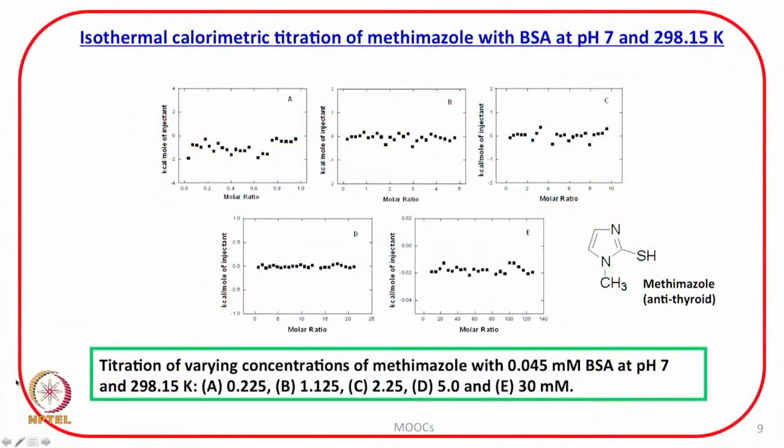Answer is yes. Delta G naught can be negative as long as the delta H naught and delta S naught together impart a negative value to delta G naught. If delta H naught is 0, that means delta S naught should be sufficiently positive to make delta G naught negative. This can also rarely happen. Nevertheless, let us take a look at this figure. This suggests that the methimazole does not bind to serum albumin, whatever concentration of methimazole we take.